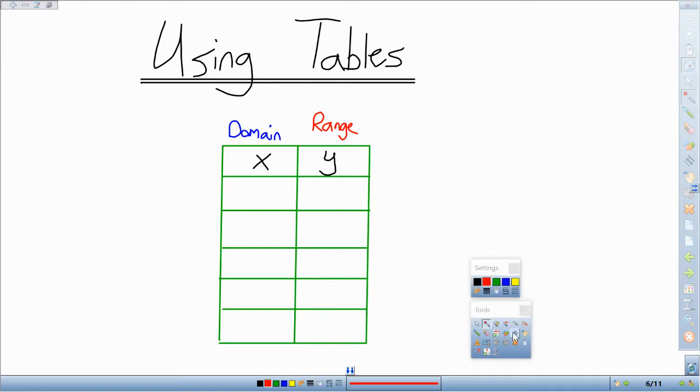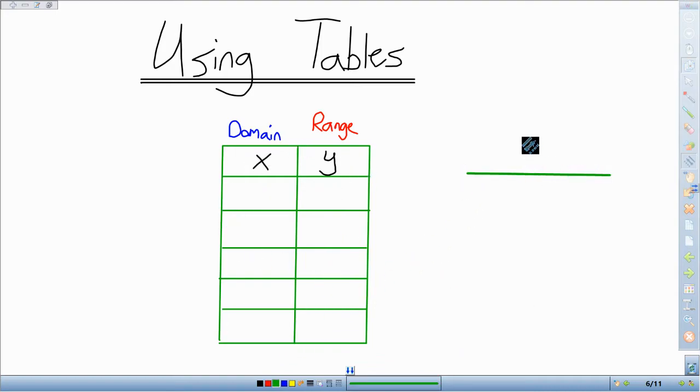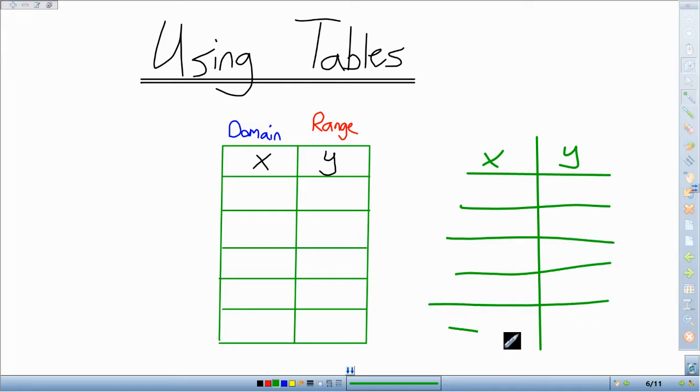When you guys go to draw these tables, you don't need fancy boxes like mine. Normally, I'll just do something like this. We'll say, this is my x values, this is my y values, and then you can just add some lines underneath it like that. So you don't necessarily need to make it super clean and nice, but I wanted a nice one for you. Okay, so that's a table.